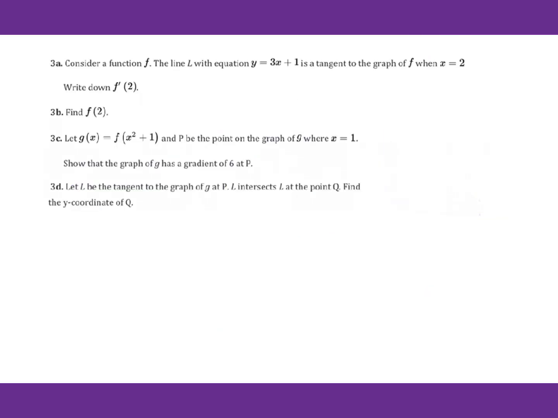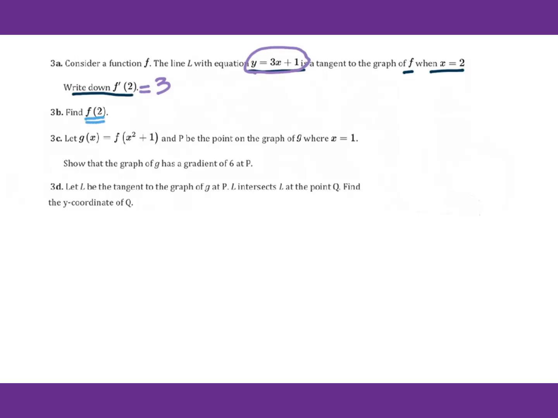Let's go to 3a. Consider a function f. The line L with equation y equals 3x plus 1 is a tangent to the graph of f when x equals 2. Write down the derivative of f at 2. According to the concept, the derivative is the slope of a tangent line. For this tangent line, the slope is 3. Therefore, the derivative of f at 2 equals 3.